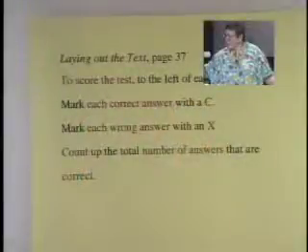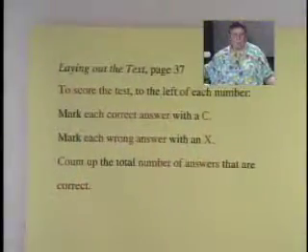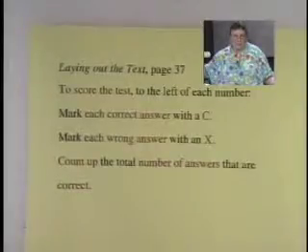So now, the next thing I want you to do is take the test out of your book and exchange it with a fellow student, if you would. And then we're going to mark it this way. To the left of each number, as you score somebody else's exam, or your own if you're watching this at home, mark each correct answer with a C, mark each wrong answer with an X, and then after the fact, we'll count up the total number of answers that are correct.